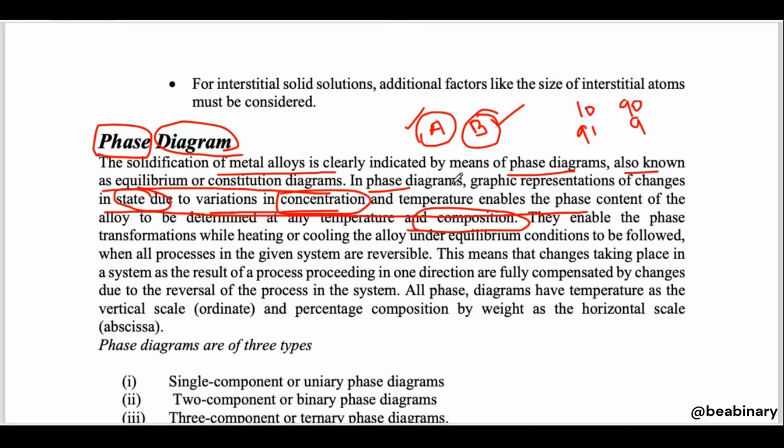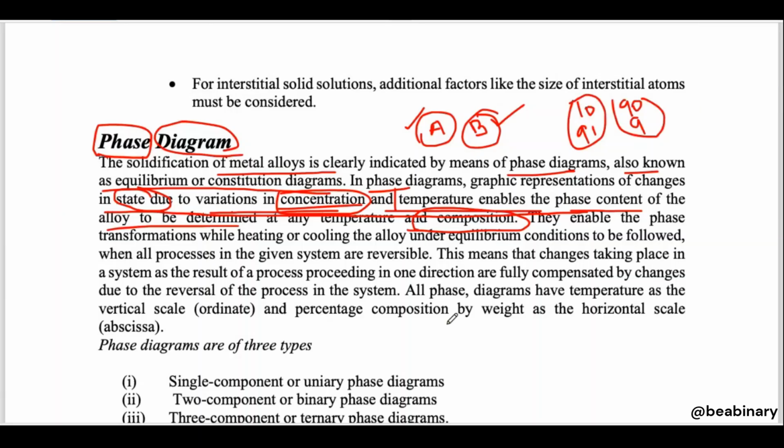At every state, you need to define the concentration of A and the concentration of B. That is why we have written here that the variation in concentration and temperature enables the phase content of any alloy to be determined. Temperature means the temperature at which you are calculating the concentrations, and you then have the state. So you have defined two things: the concentration and the temperature.